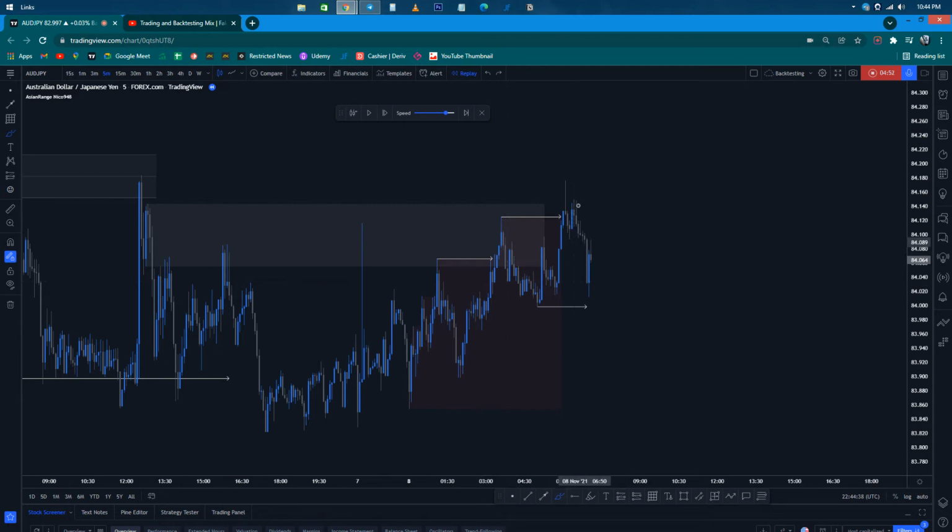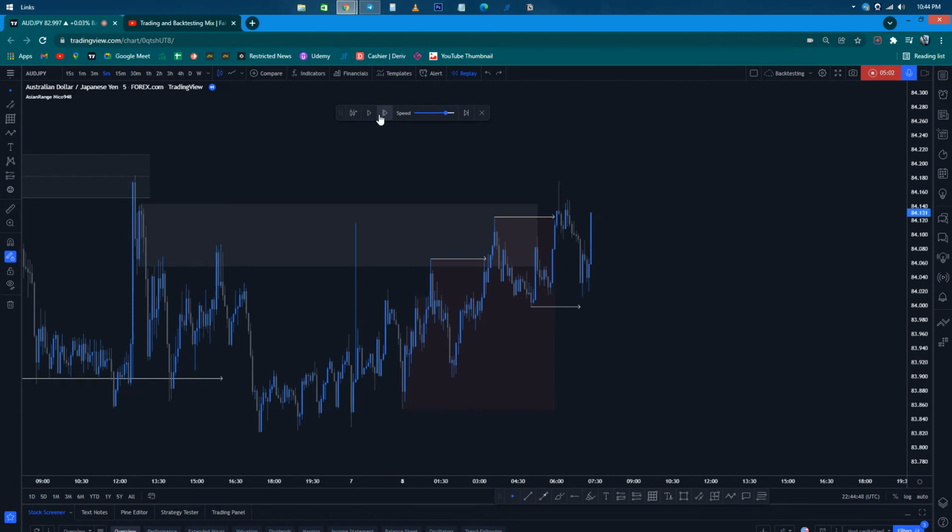So now let's look for a break. I would like to see a very clear break from here. Let's see a very clear break. Just follow me.